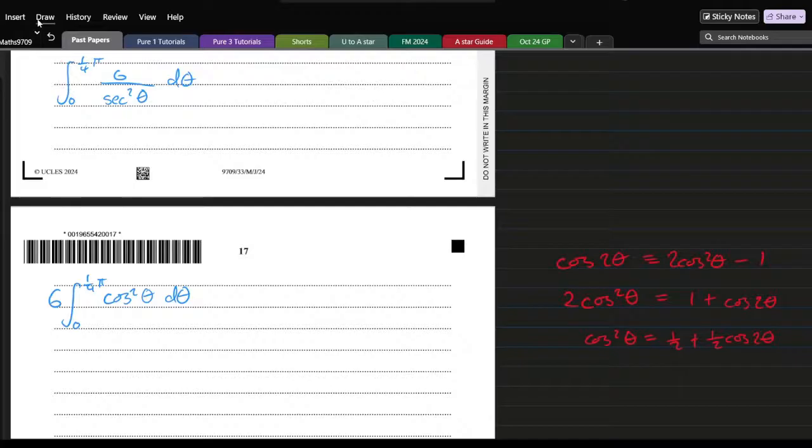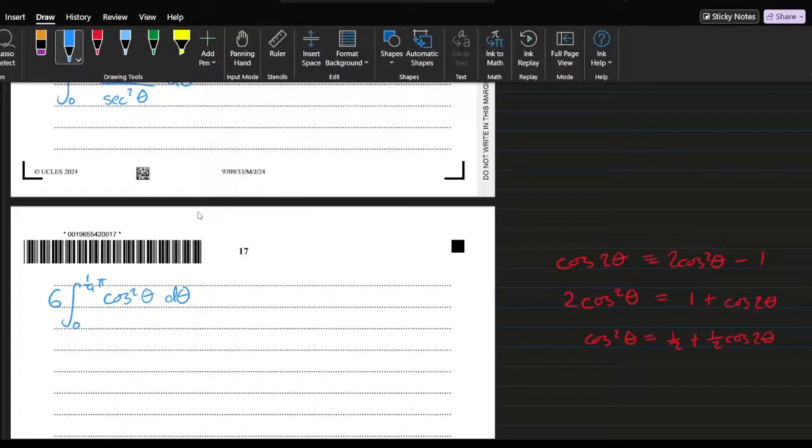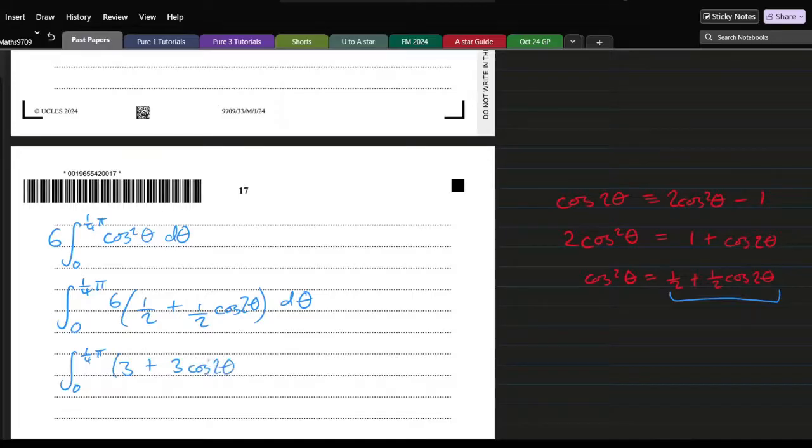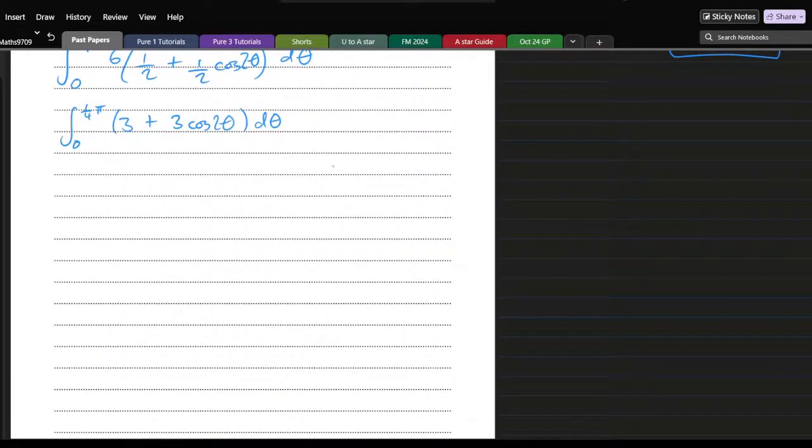Alright, so what we have over here is 6. In fact, I'll bring the 6 back inside because I think it will simplify our fractions when we multiply through. So we're saying cos squared theta is half plus half cos 2 theta, d theta. And so we can multiply through by our 6, and we get 6 times half, which is 3, 6 times half cos 2 theta, so that's 3 cos 2 theta. And this is all with respect to theta. And now that we have simplified, we can finally integrate.